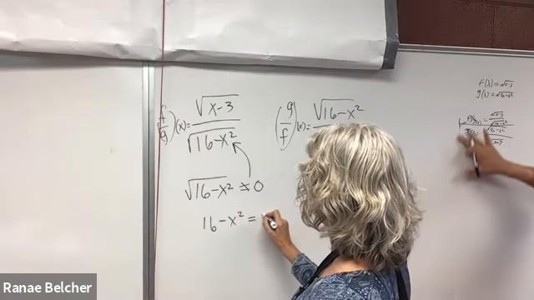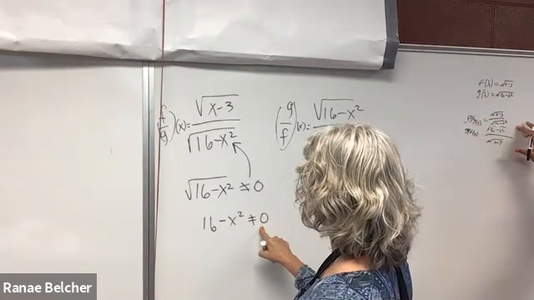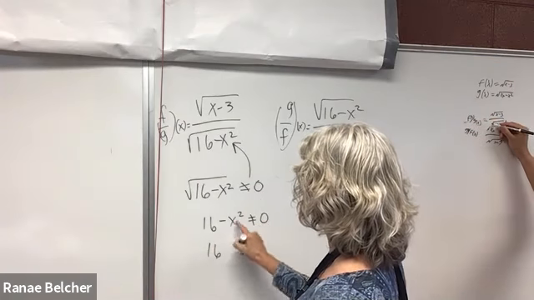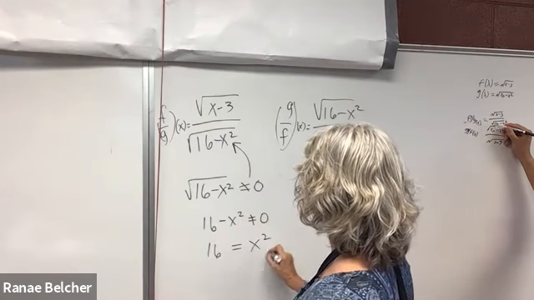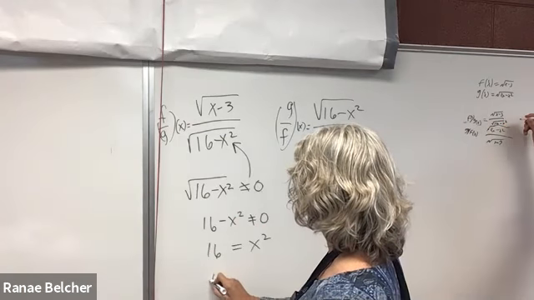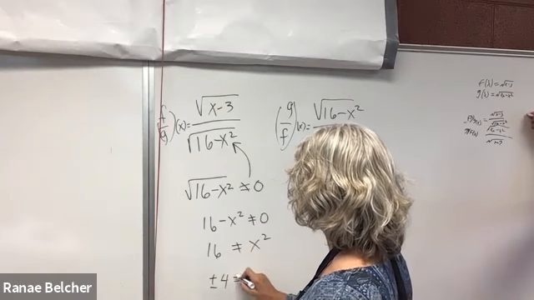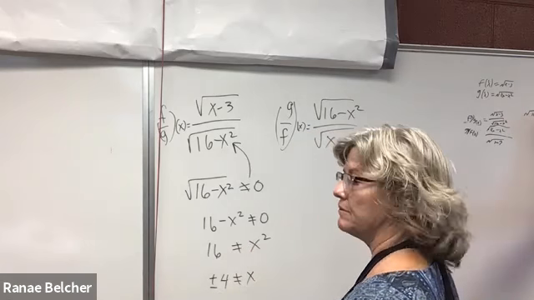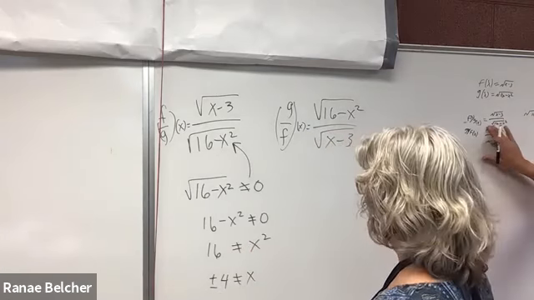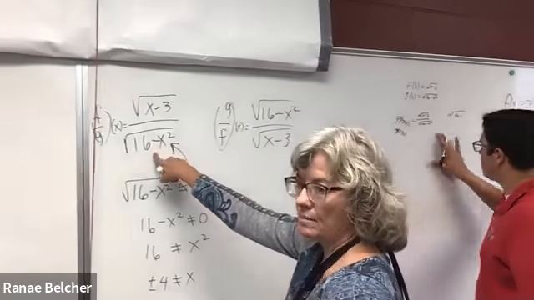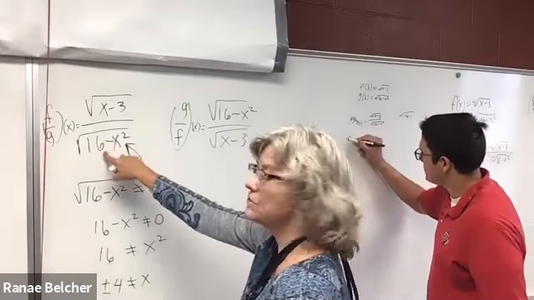What's 0 squared? 0. And then I'm going to move x squared over to the other side so it becomes positive, and then take the square root. I got plus or minus 4. So x can't equal positive or negative 4. That would give you a denominator of 0 for this one.